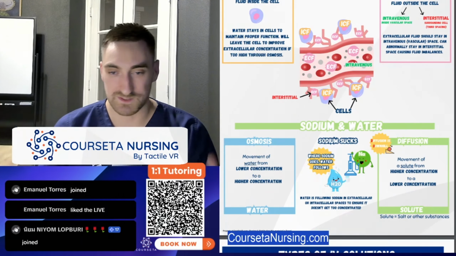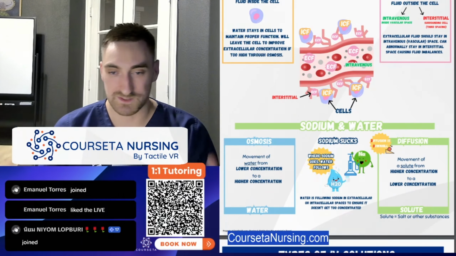It's the movement of water from a lower concentration to a higher concentration. What the heck does that even mean? When we talk about concentration, we talk about sodium levels. So think of it like a glass of salt by itself, right? There's nothing in the glass other than just salt. And then you just dump a bunch of water in it.